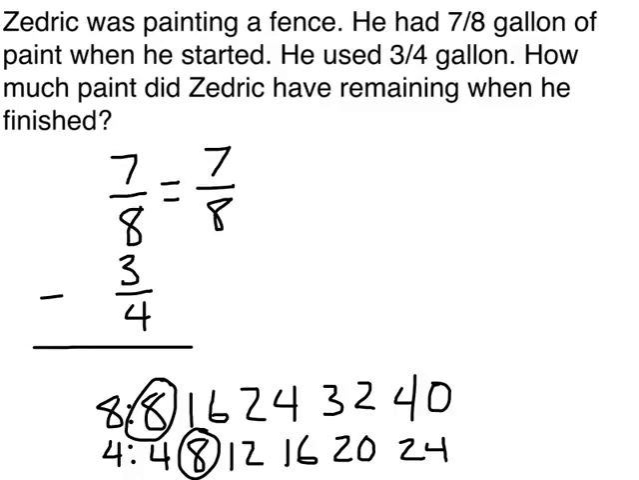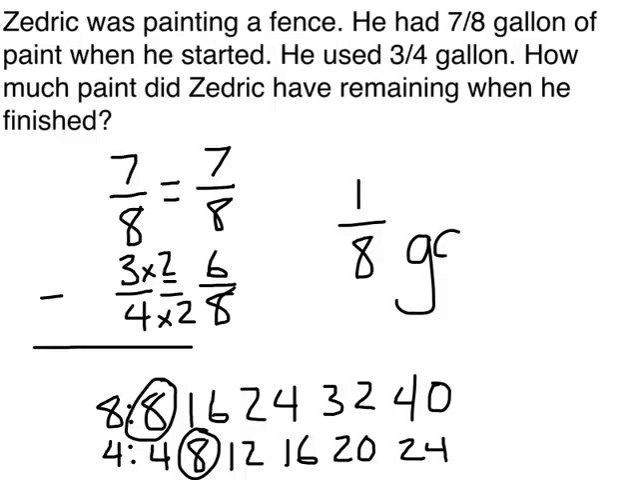7/8 already has a denominator of 8. How would I change 3/4 so that it has a denominator of 8? I would multiply times 2 in the numerator and the denominator. What is my new numerator? It's 6. 3/4 is the same as 6/8. Now we're ready to subtract. What's 7/8 minus 6/8? 7/8 minus 6/8 is 1/8. Zedric would have 1/8 gallon remaining.